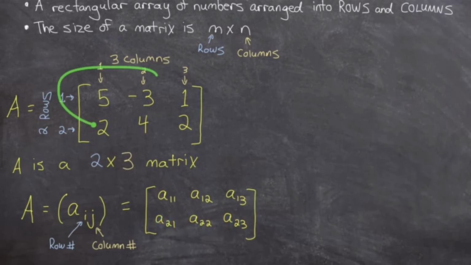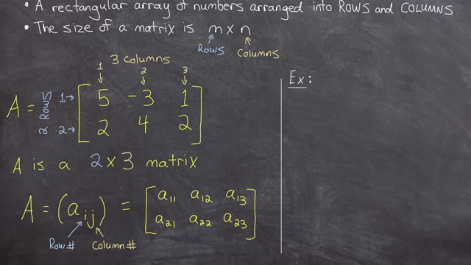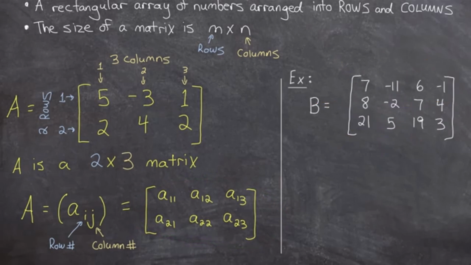Now that you know what a matrix looks like, how to describe its size, and how to reference any of the elements in a matrix based on its row and column, let's do an example. Let's say I have matrix B. Let's state the size of this matrix, and also find the value of element b2,4 and b3,2.